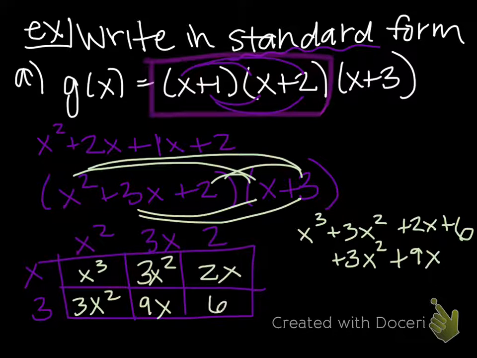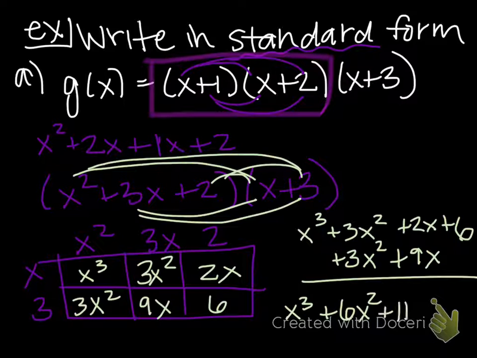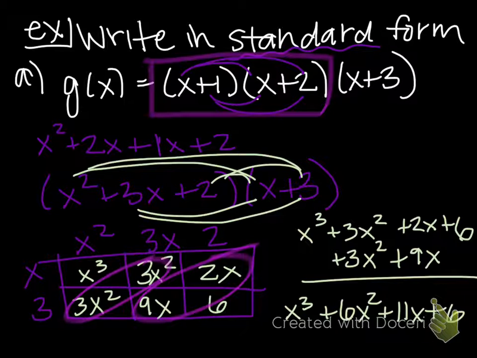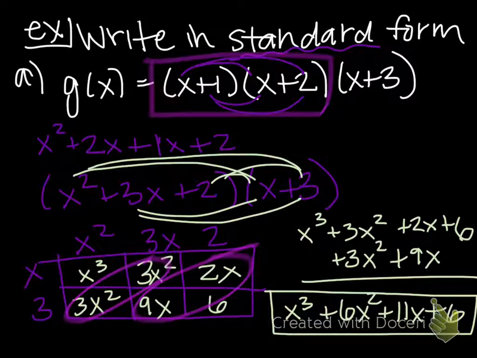And again, we just kind of combine like terms. So we add straight down. So that'll be x cubed plus 6x squared plus 11x plus 6. And my boxers, you're going to notice those same like terms will be on the diagonal. So I have taken this factored equation and converted it to standard form.